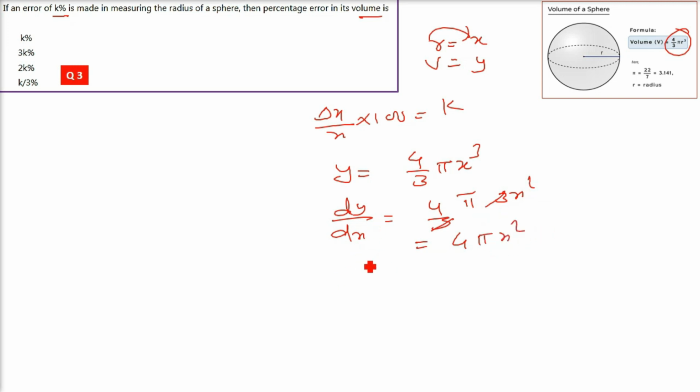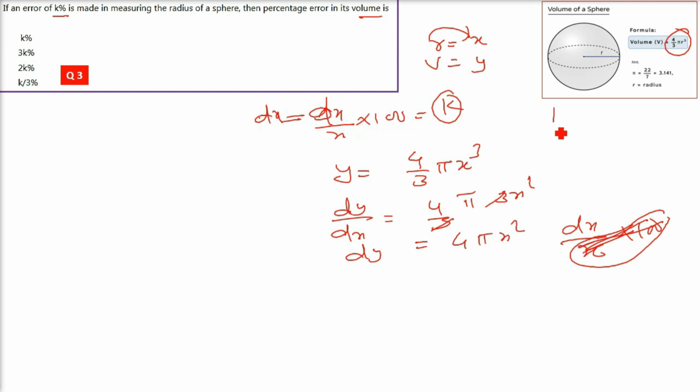So dy by dx is there. dy here, dx goes on the right. Dx can be computed from the given content here. So in place of dx or delta x, we write from the equation which is already provided in the question. So x goes up, 100 goes down. So it will be kx divided by 100. So in place of dx or delta x, replace it by kx by 100. 4 pi x squared into kx by 100.